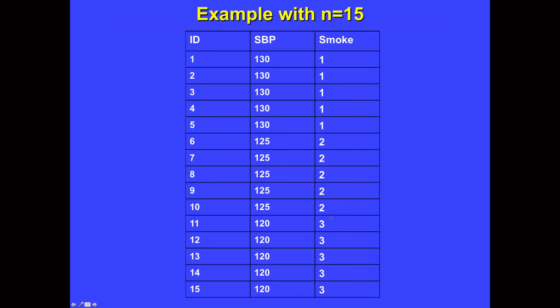Well, let's consider just a quick theoretical example for teaching purposes. Imagine we have a data set with 15 observations. These are just the ID numbers for each of the 15 participants. The second column has systolic blood pressures for each of them. And the third column represents smoking status. They can have a smoking status of 1, 2, or 3. And in this example, 1 corresponds to a current smoker, 2 corresponds to a former smoker, and 3 is a never smoker.